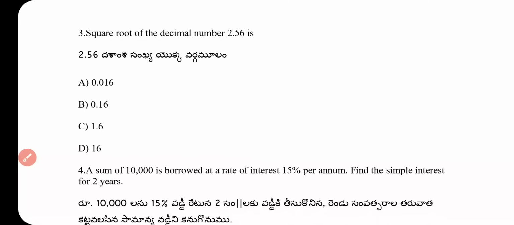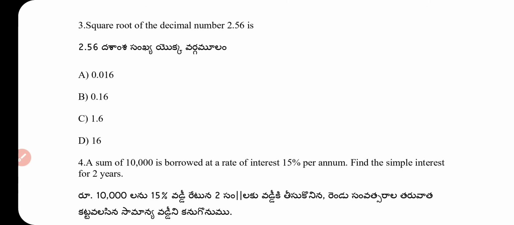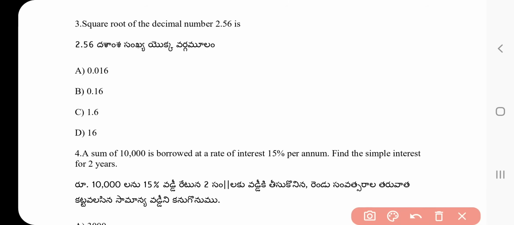Question number 3. Square root of the decimal number 2.56: 0.016, 0.16, 1.616. Which one is the right answer? Right answer is option C, 1.6.